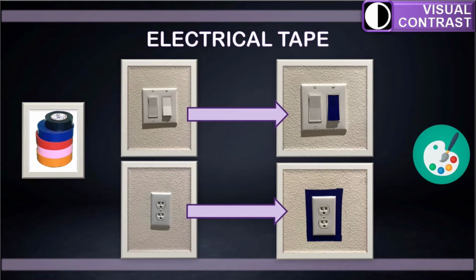When there is a white on white background, it can be difficult to distinguish where something is, such as a white light switch on a white wall or a white outlet on a white wall. One way to add visual contrast is by using electrical tape. Electrical tape comes in a variety of colors such as black, blue, red, pretty much any color you could imagine.